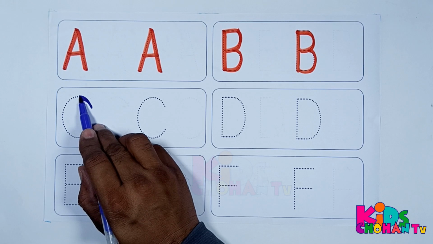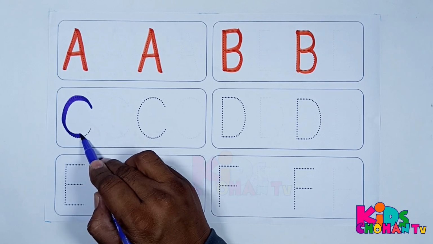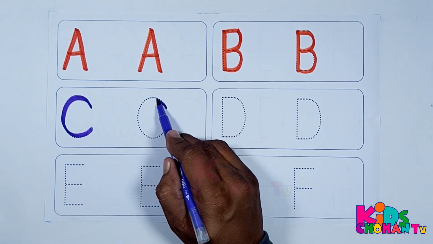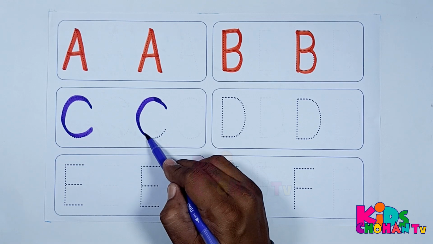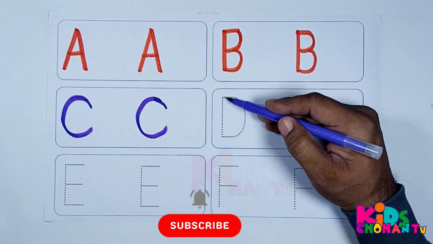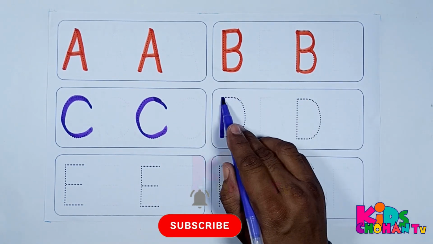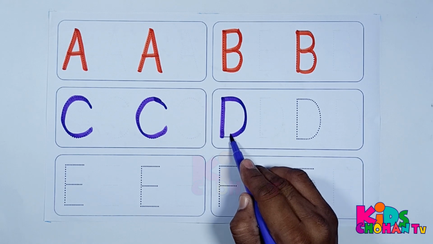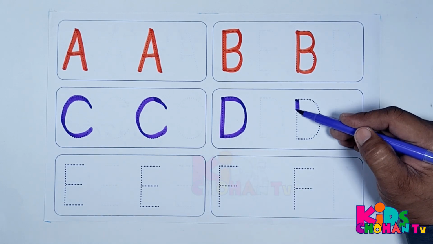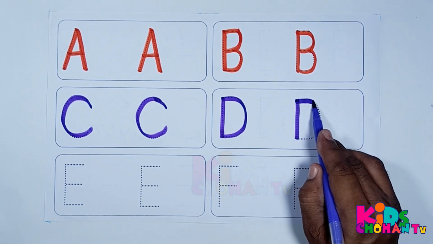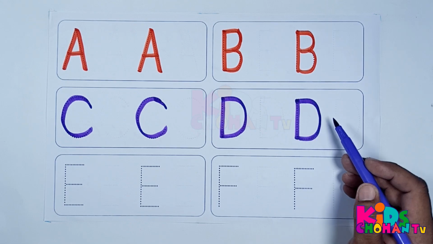Now kids, we are tracing letter C. This is letter C. Kids, we are tracing letter D.